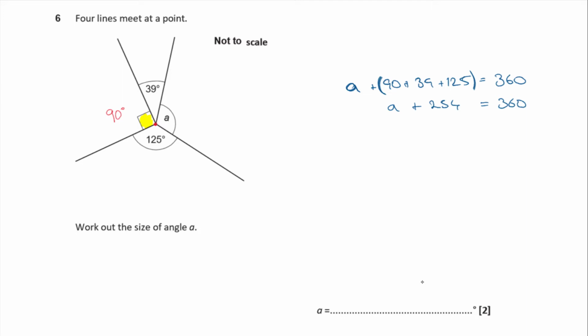So then taking 254 away from both sides, minus 254, that's going to cancel, leaving you with just A is equal to 106. So that's my value of A, 106.